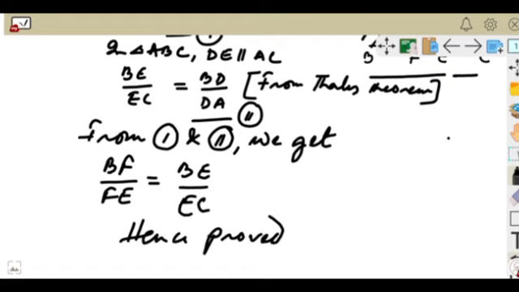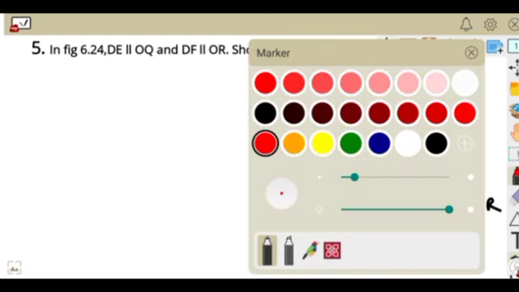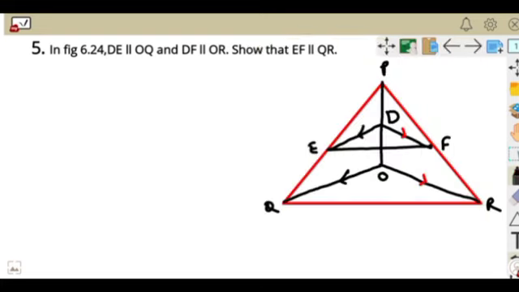We have question number 5. In figure 6.24, the given figure is 6.24, DE is parallel to OQ, and DF is parallel to OR, so that EF is parallel to QR. Solution.